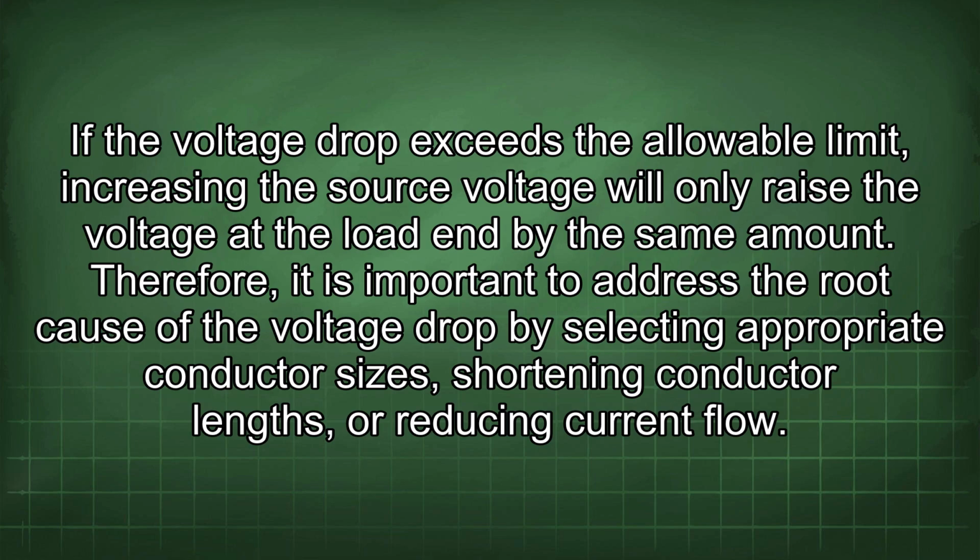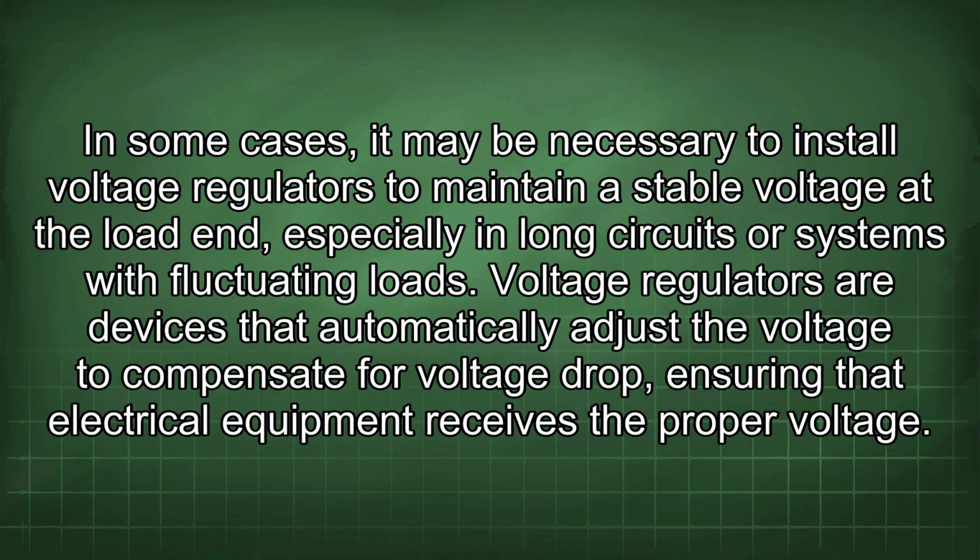Therefore, it is important to address the root cause of the voltage drop by selecting appropriate conductor sizes, shortening conductor lengths, or reducing current flow. In some cases, it may be necessary to install voltage regulators to maintain a stable voltage at the load end, especially in long circuits or systems with fluctuating loads. Voltage regulators are devices that automatically adjust the voltage to compensate for voltage drop, ensuring that electrical equipment receives the proper voltage.